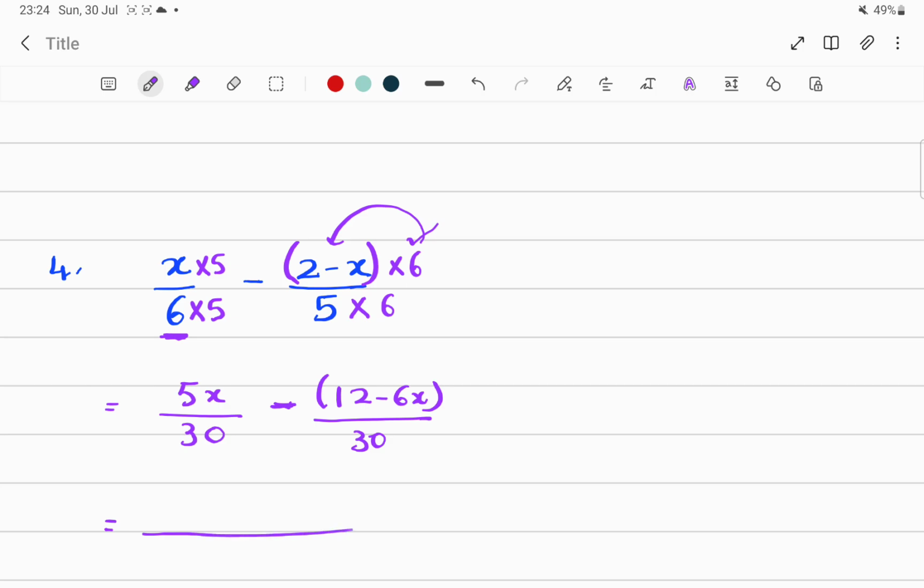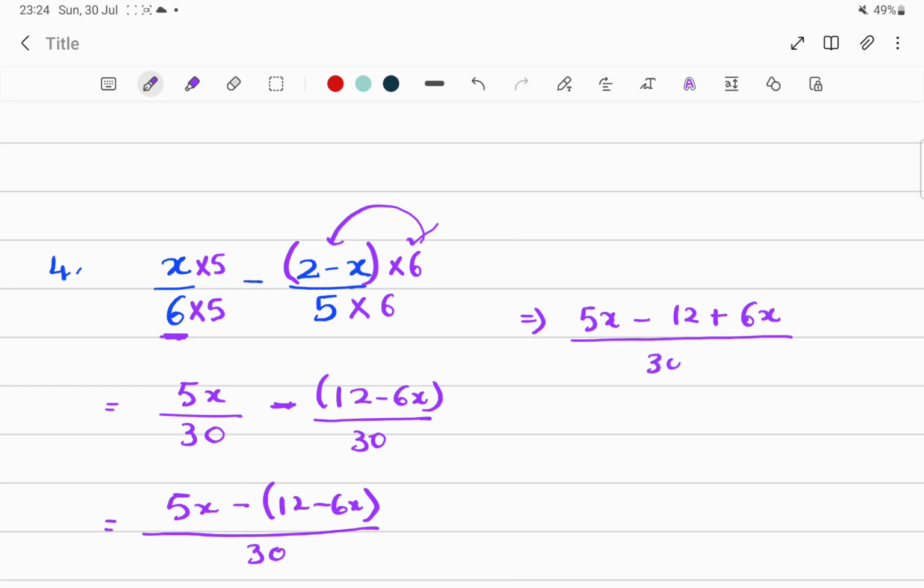Now in the next step we say that 30 is the denominator which is equal, so I can write the numerator once in the same way. So 5x minus (12 minus 6x). Now you can open the bracket, so it will become 5x minus 12 plus 6x, divided by 30. From here we got 11x minus 12, because 5x and 6x are like terms, so we can add them as they are both positive, divided by 30. No further simplification, so this is our final answer.